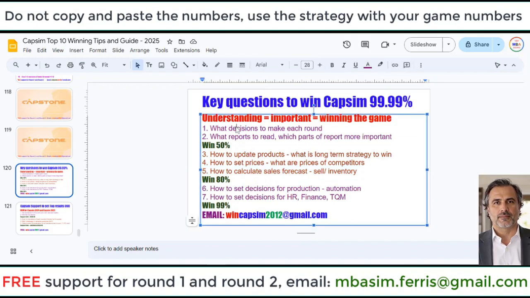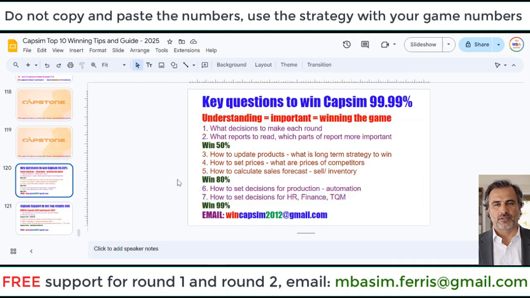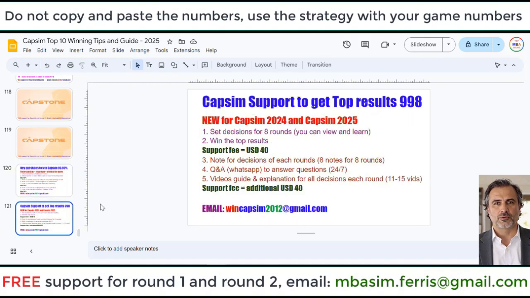Real results. Case study snapshot. In a recent team simulation using this exact strategy, sales increased by 33%, market share jumped from 18% to 32%, stock price skyrocketed from $34 to over $130, and net profit passed $50 million by round 6. These results are not by luck. They come from disciplined execution of everything we covered today.